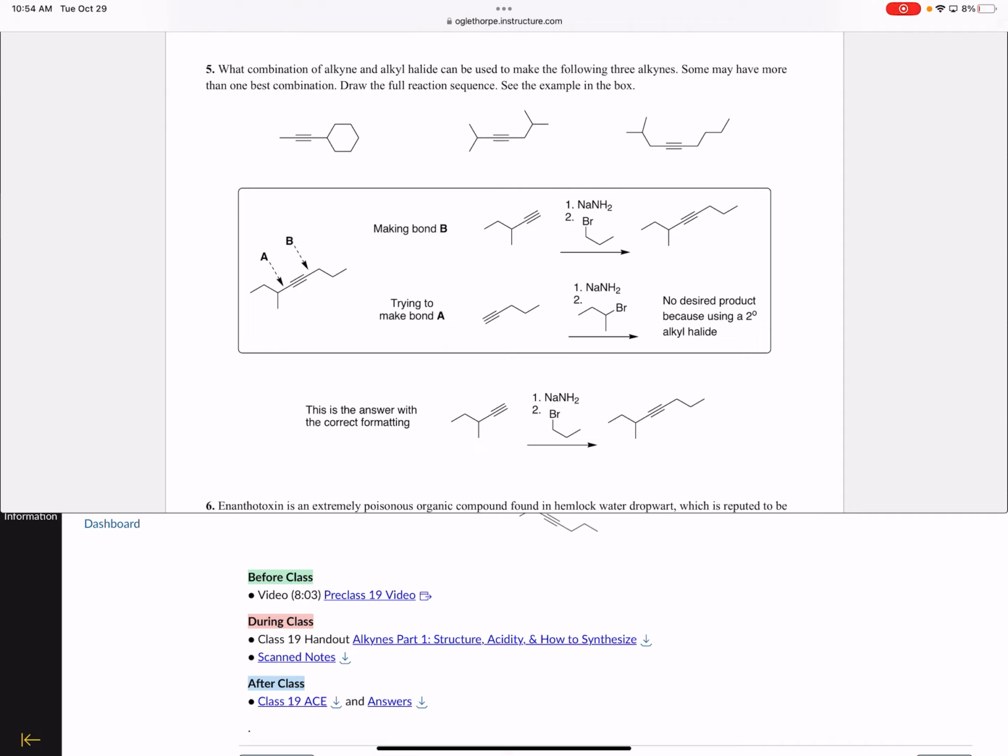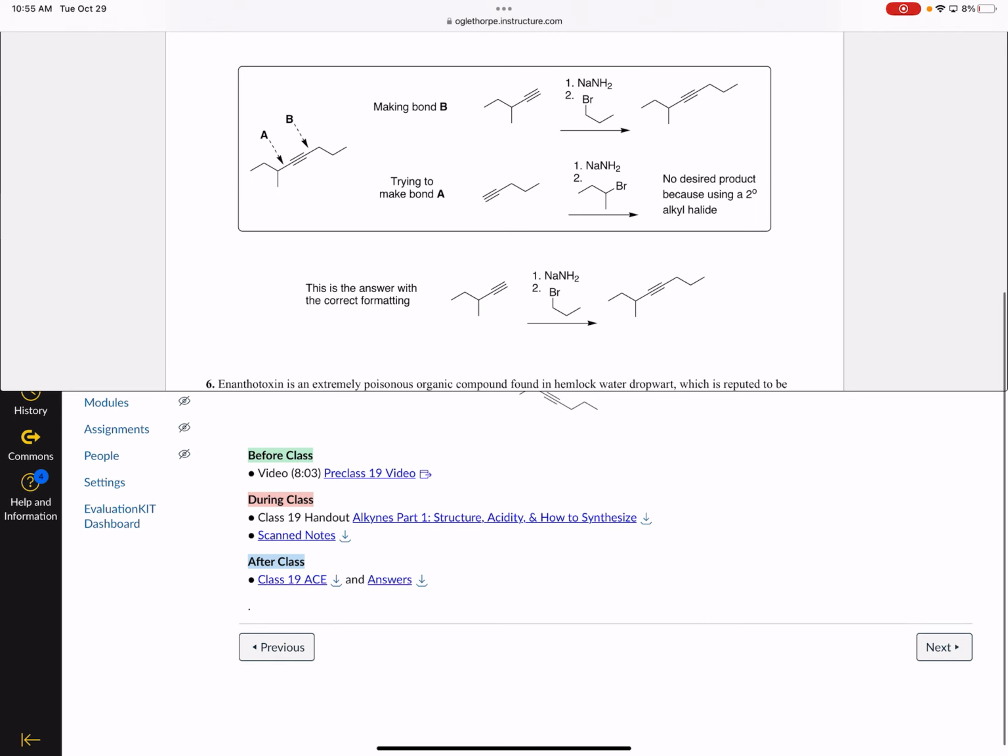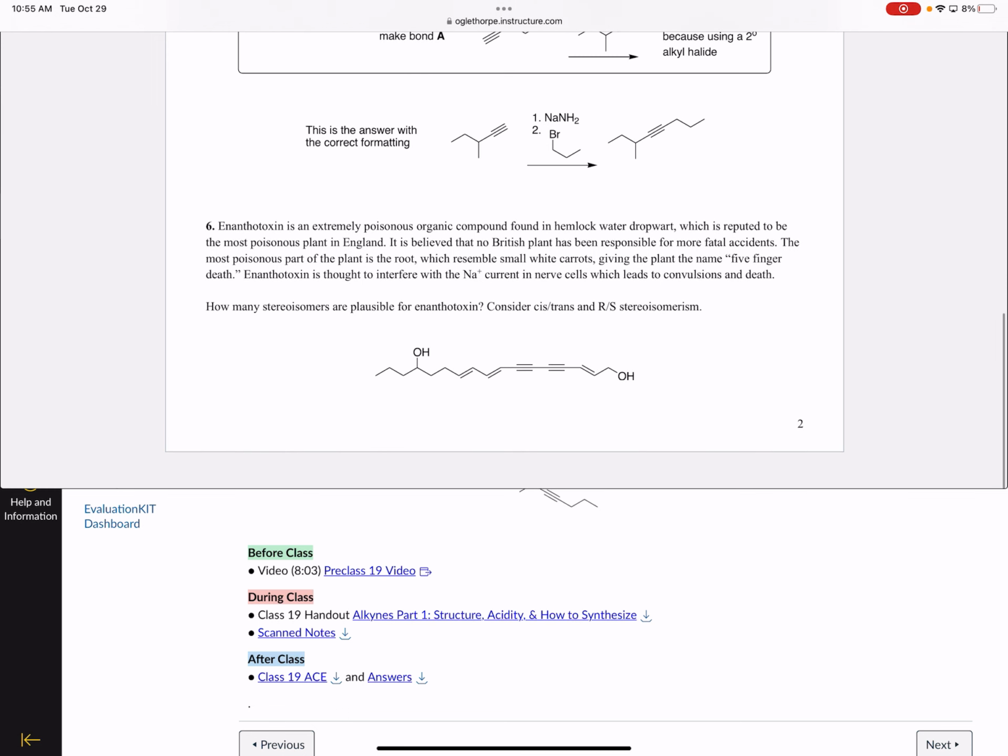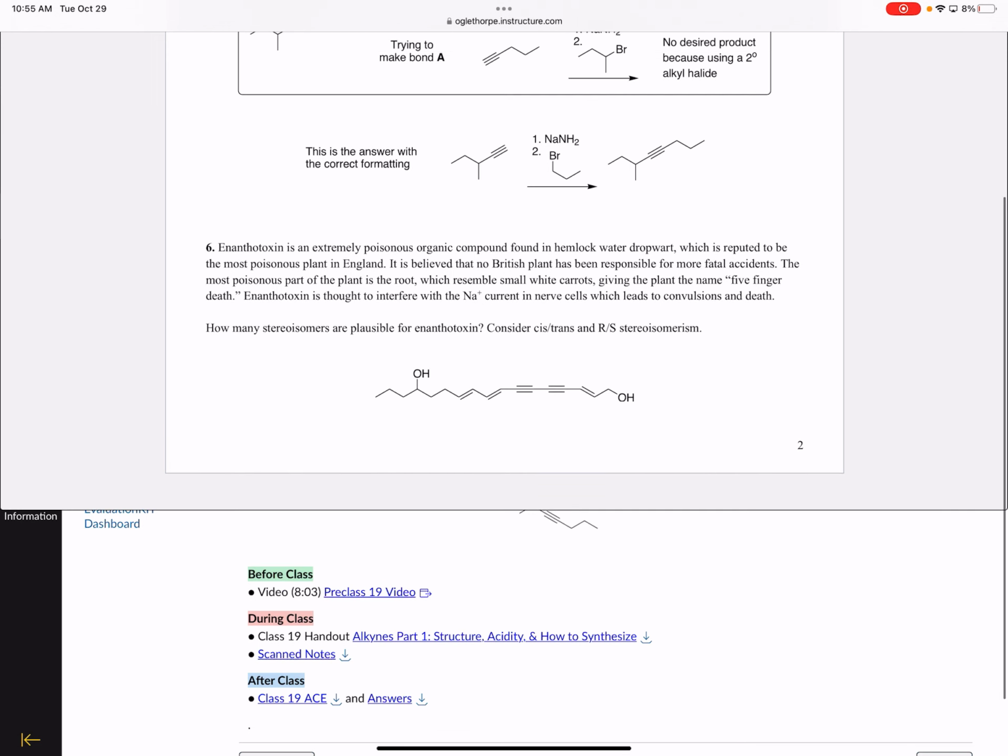But in number 2, you have that alkyl halide that's actually secondary, and it says no desired product because you're using a secondary alkyl halide. Take a look at your original molecule, the one that has A and B pointing to it. Do you see how one used to be a secondary carbon that you attacked, the one that was attacked to make bond A? To make bond B, you attacked a carbon that used to be primary. That's the top reaction. Okay. So that's the main idea for class 19.